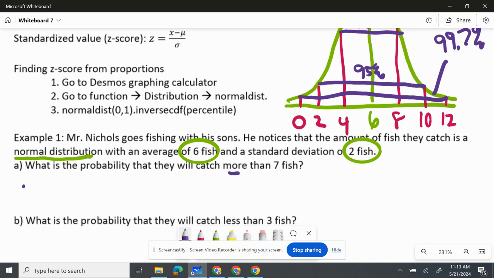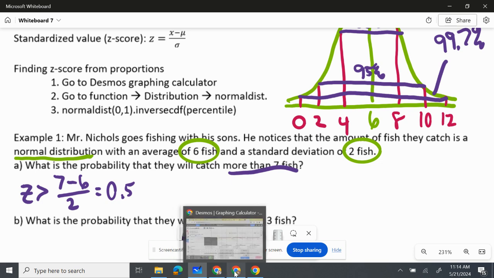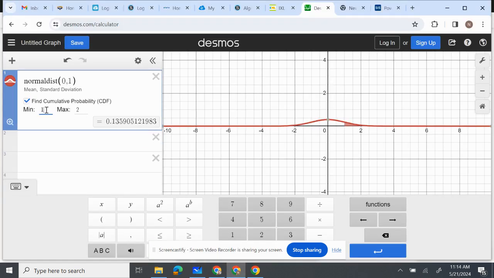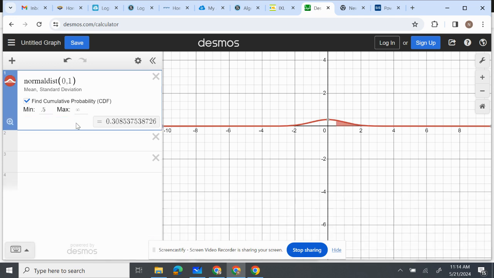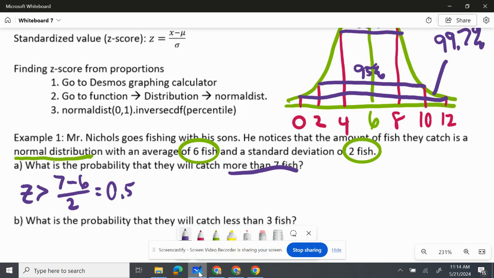Now, when we're solving this, what we're going to do is look at the probability that he'll catch more than 7 fish. So z is greater than 7 minus 6 over 2. And that right there gives us 1/2 or 0.5. So if you remember, we're going to go to Desmos, and what we have is 0.5, and then infinity, and that gives us 0.309. So the probability is equal to 0.309.